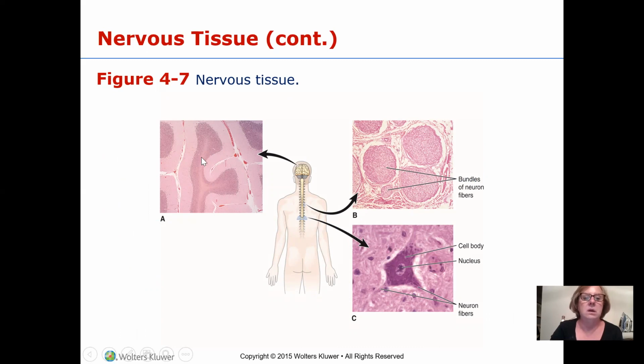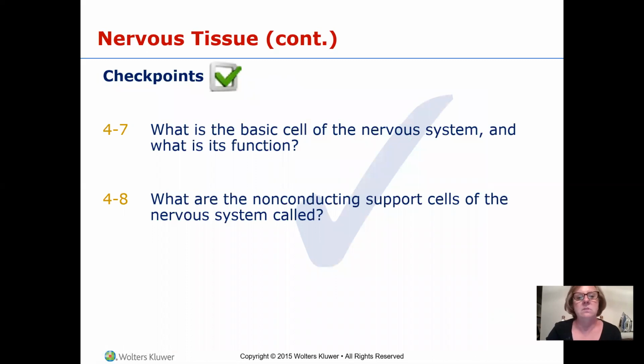So the white and then the gray matter here, and that would be a neuron. This is a nerve bundle here. Okay, so it's a bundle of nerves, and we'll talk about that in a later chapter. And then this is one nerve cell or one neuron. It has a cell body with a nucleus, and then these are the nerve fibers that help in the transmission of the nerve impulse. So again, some of these checkpoints. The basic cell of the nervous system is the neuron, and then the non-conducting supporting cells are those neuroglia cells.